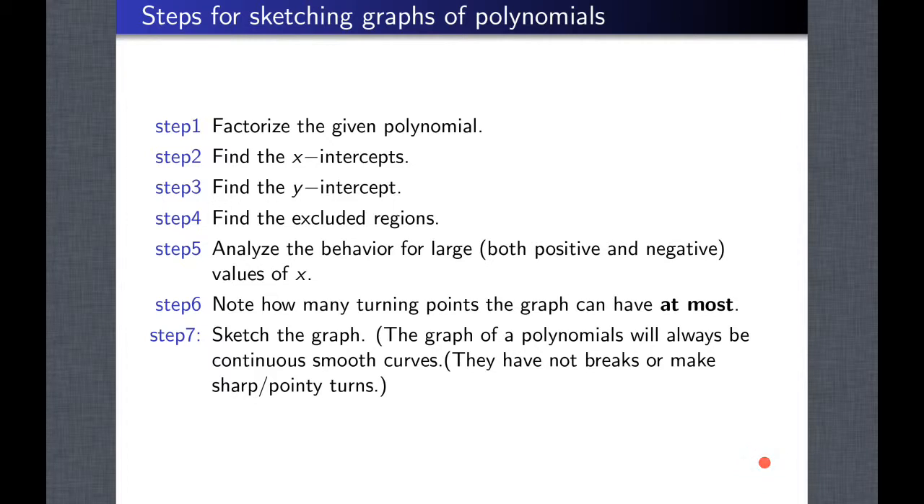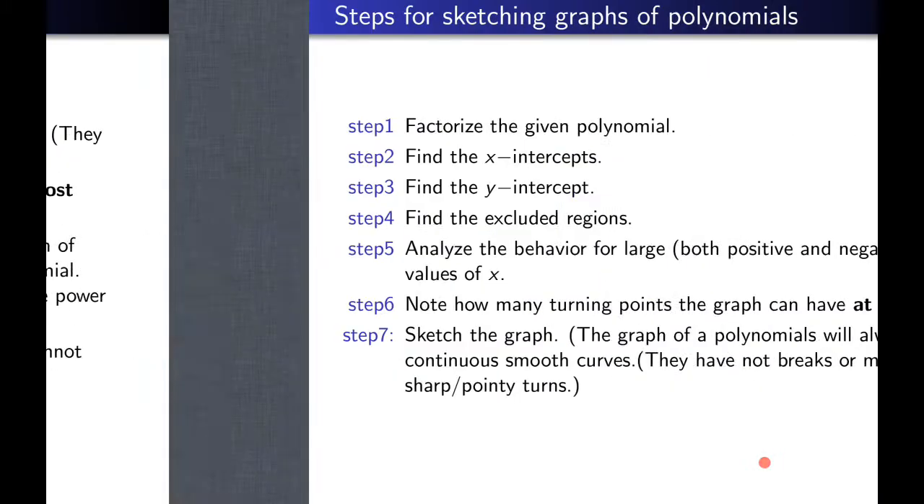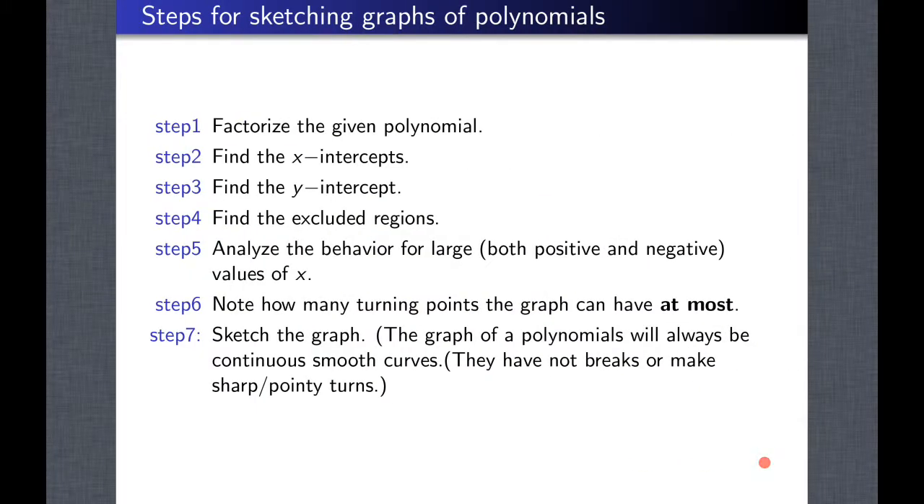Then you find the y-intercept. That is simple. You plug in x equals 0, so usually that is the constant term. Then we find the excluded regions. I'll show you how to find them. I explained what an excluded region is in the previous video. Then the behavior at the endpoints.